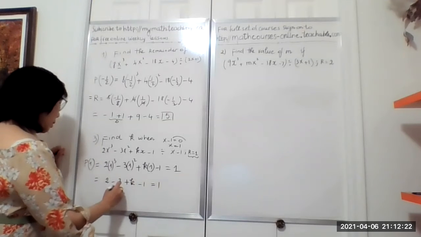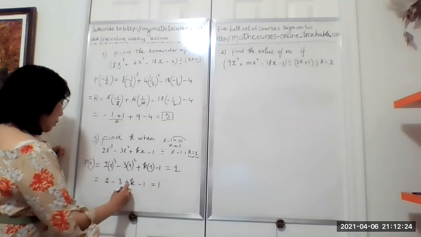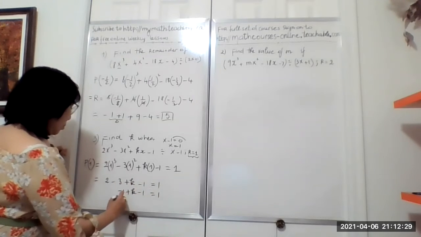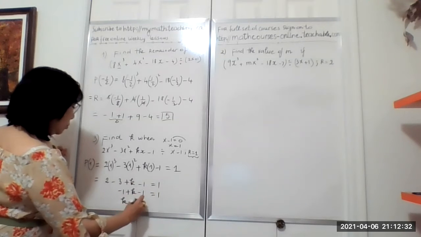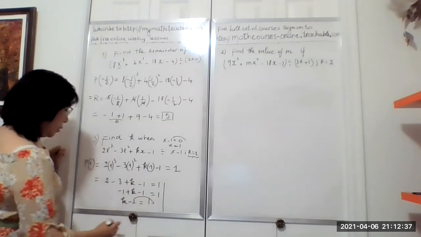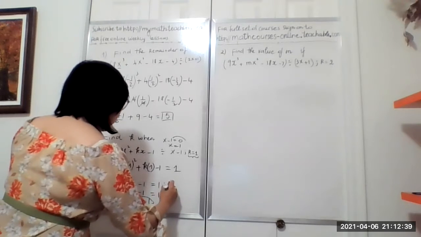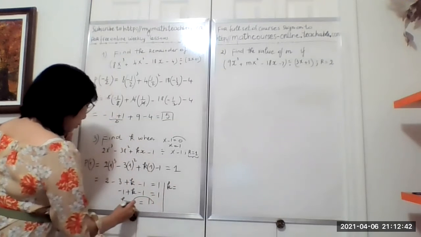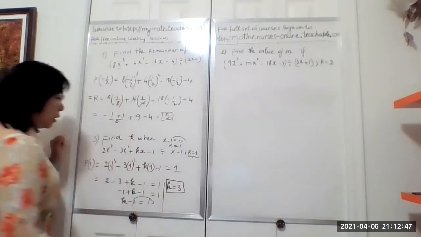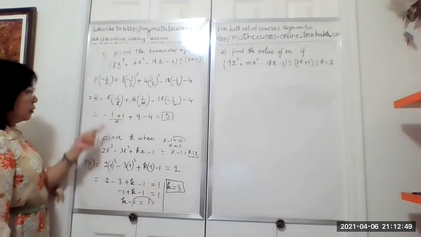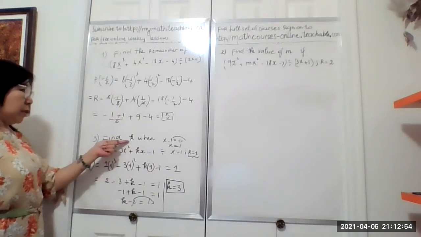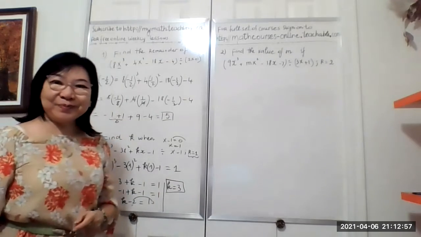So 2 minus 3 is minus 1 plus k minus 1 equals 1. So k minus 2 equals 1. So continue, move this over. We have k equals 1 add into 3, add into 2 equals 3. So our k equals 3. So that's how we take advantage of the remainder theorem and we find the value of k here.